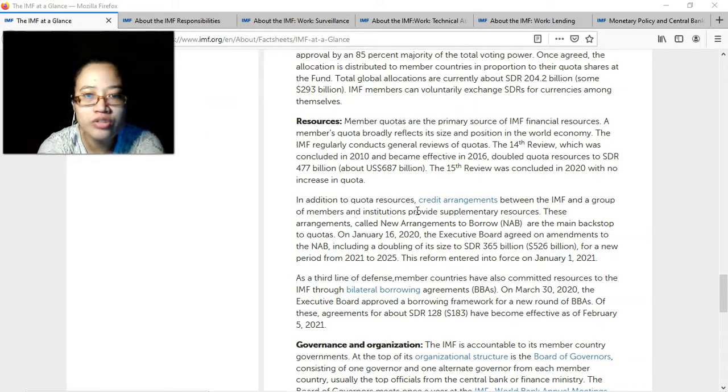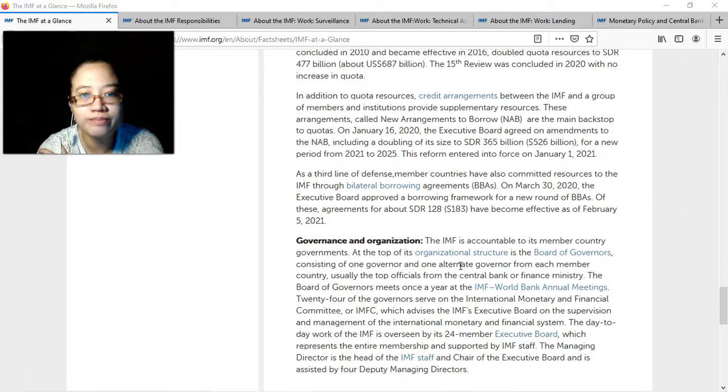In addition to quota resources, credit arrangements between the IMF and a group of members and institutions provide supplementary resources. These arrangements, called New Arrangements to Borrow, NAB, are the main backstop to quotas. On January 16, 2020, the Executive Board agreed on amendments to the NAB, including doubling of its size to $526 billion for a new period from 2021 to 2025. This reform entered into force on January 1, 2021.